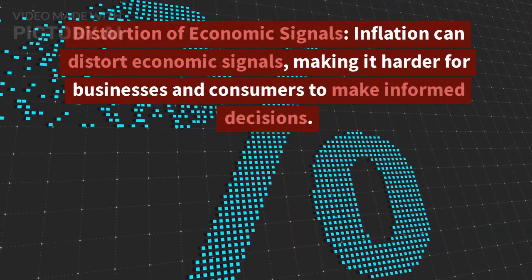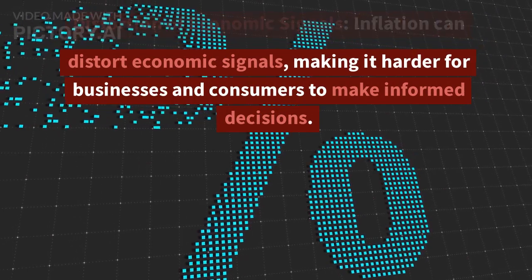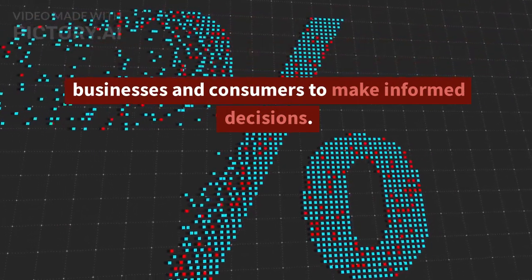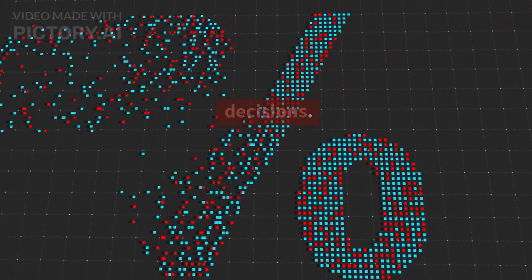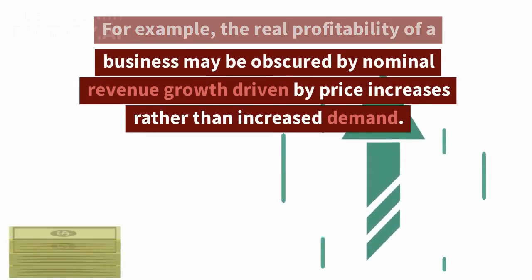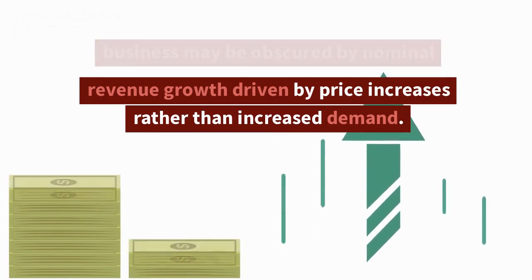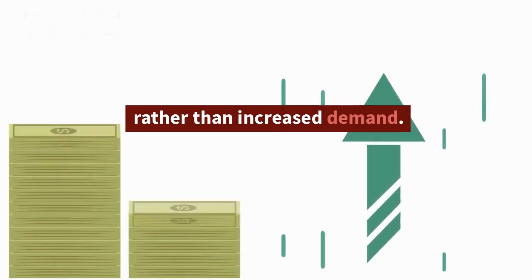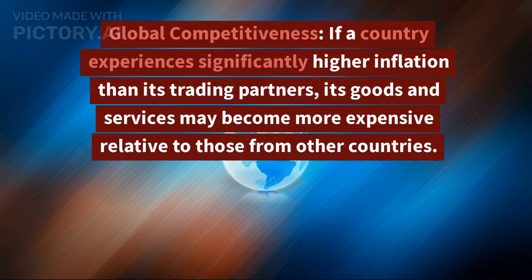Distortion of economic signals. Inflation can distort economic signals, making it harder for businesses and consumers to make informed decisions. For example, the real profitability of a business may be obscured by nominal revenue growth driven by price increases rather than increased demand.